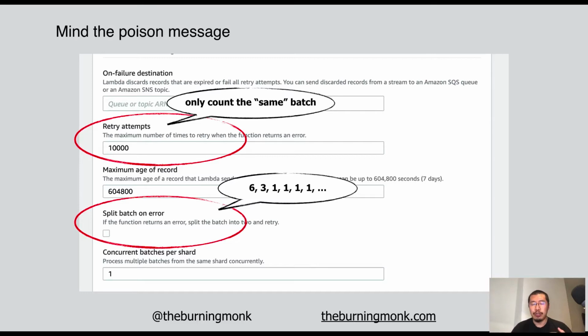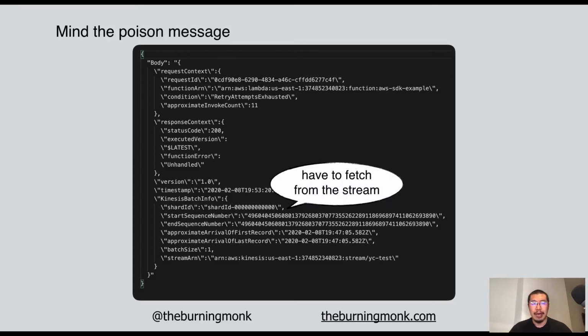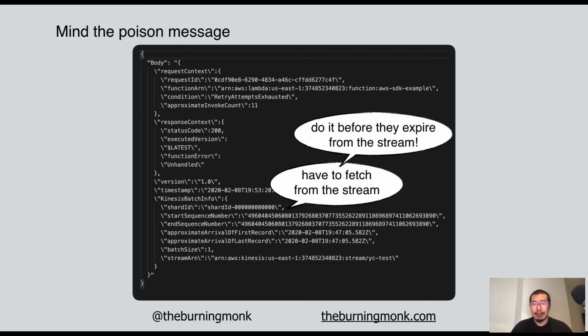You should use these 2 options together to avoid otherwise normal messages being discarded because of a single poison message in a batch. And when the poison message is eventually discarded, it's going to end up in your DLQ, if you have configured one that is, and you should. The DLQ message is going to look something like this. The key thing to note here is that you don't get the message body, and you have to use the shard ID and sequence number to get it from the stream. And don't forget, you've got to do this before the data expires from the stream. So again, you need alerting in place so that you can do this proactively, or have some other process to automatically read the data from the stream.